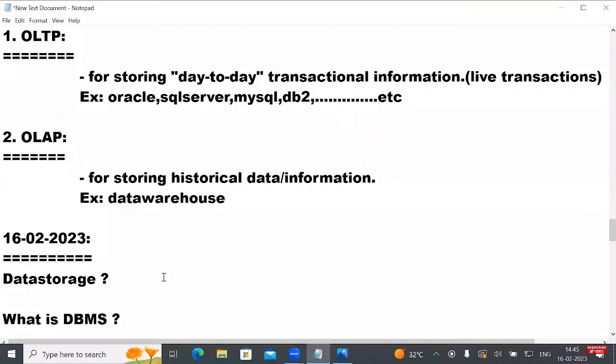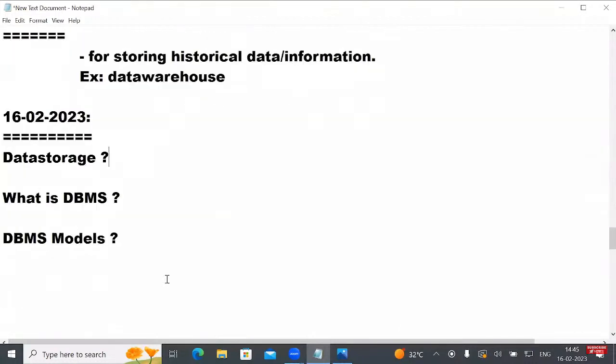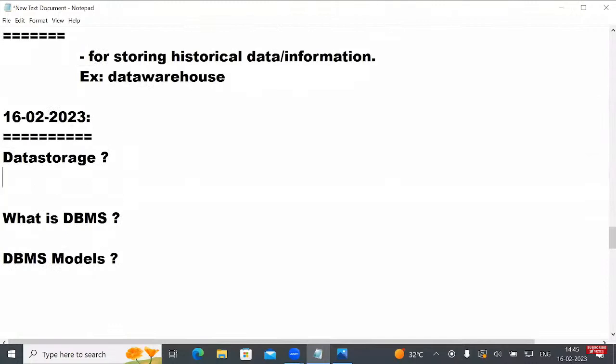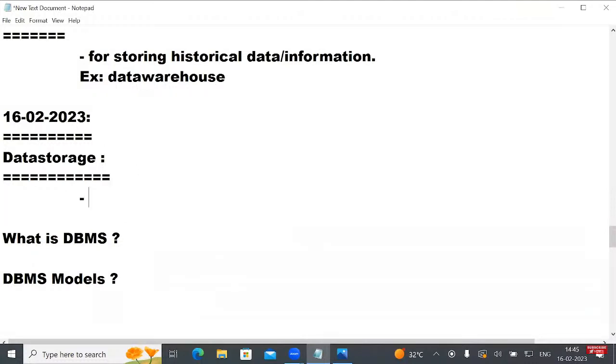Yeah. Now, what is the next question we asked here? Data storage. So, what is data storage, how many types of storage methods do we have, and what are those? And what kind of problems do we have in them, and how do we overcome those problems by introducing a DBMS? Now let me write down data storage.